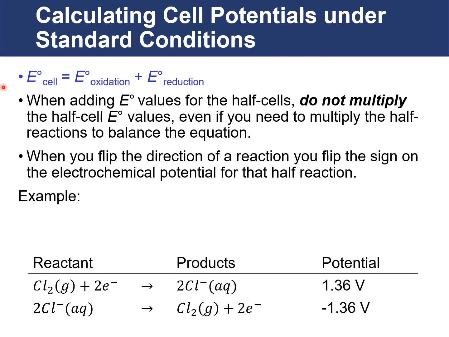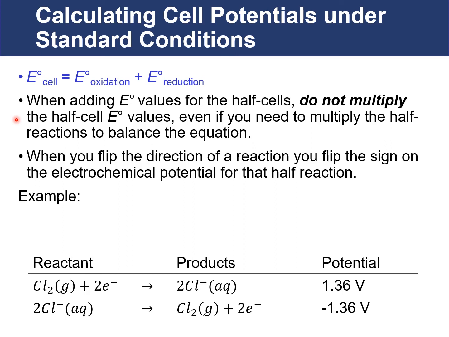The way that we will be calculating the cell potential under standard conditions for an entire electrochemical setup is by adding the cell potential for the oxidation half reaction plus the cell potential for the reduction half reaction. When we are adding the values for the 2 half reactions, we will not be multiplying the half cell values by any value, even if we need to double the reaction to get the number of electrons to add up to cancel out. We do not multiply the cell potentials. We just add them as is, straight from the table. The accounting for the number of electrons is done elsewhere in equations.